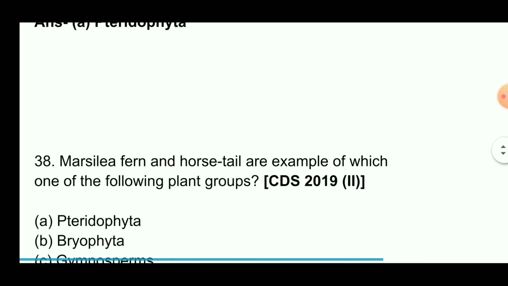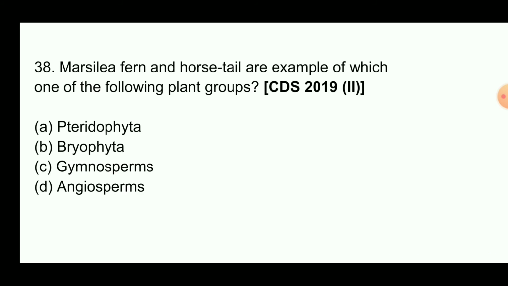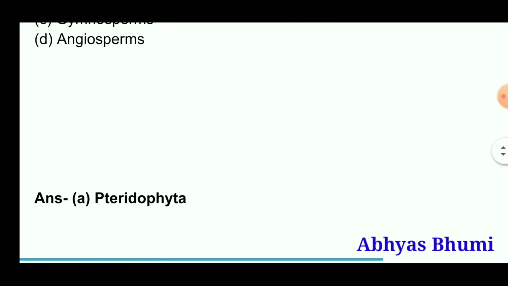Okay, next question on your screen guys, Marsilea, fern and horsetail are examples of which one of the following plant groups? Okay, option A, Pteridophyta. Option B, Bryophyta. Option C, Gymnosperms. Option D, Angiosperms. Please tell me the right answer guys if you know this. Yes, if you are going with option A, Pteridophyta, you are absolutely right guys. Okay, turn for the next question.